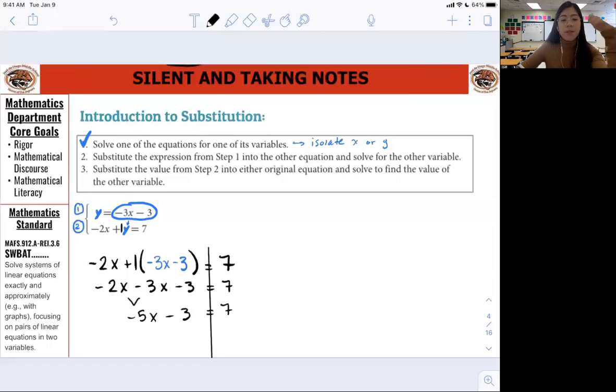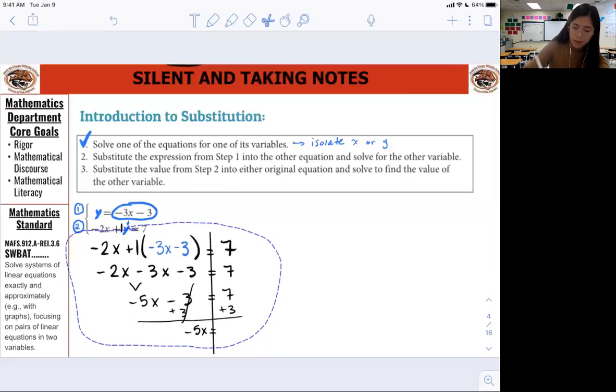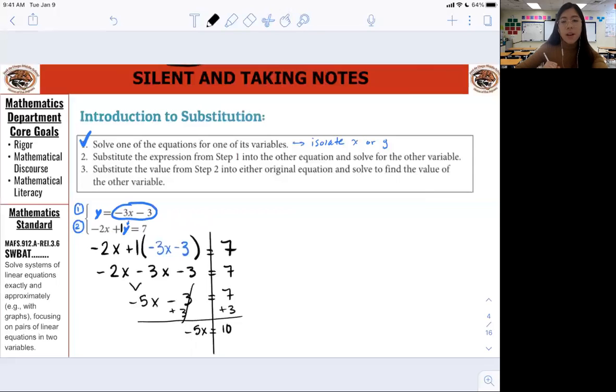Now let's move the 3. So now I'm going to add 3 to both sides. 7 plus 3 is? 10. Equals 10. And my final step is? Division. Divide by -5. Okay, so I end up with x equals? -2.